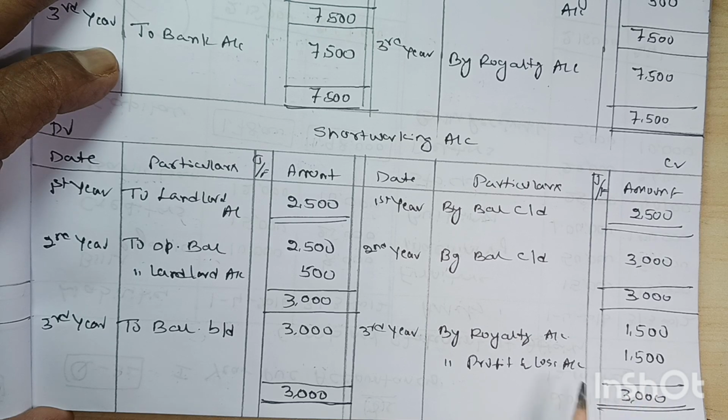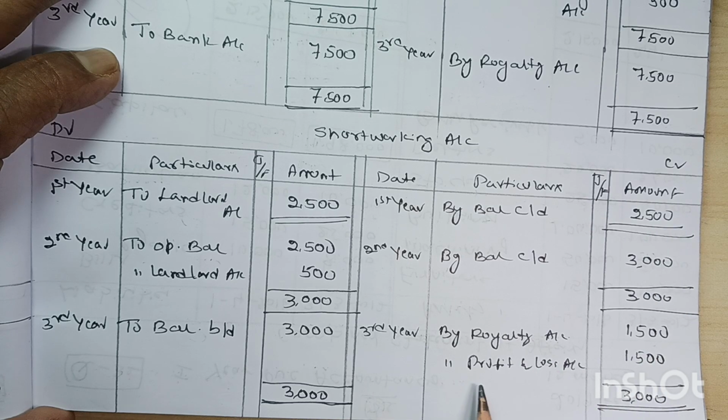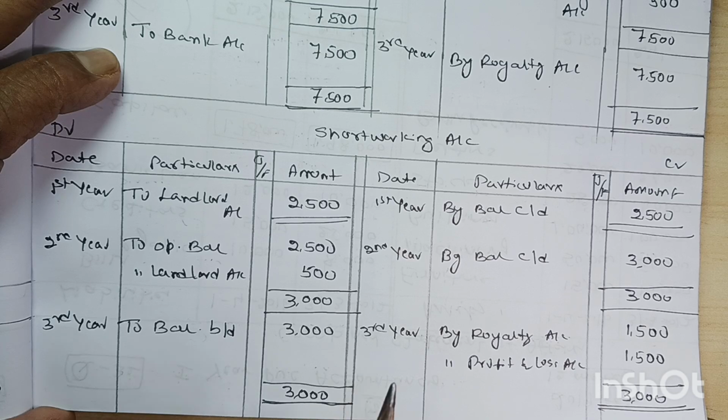9000 is earned, 7000 you are going to pay the landlord, 1500 is royalty which has been recovered. Then the remaining amount which you could not recover, because it is only 3 years, the ultimate short working amount will be transferred to profit and loss account 1500, then the account is closed. These 3 accounts you have to prepare in the books of, let's see, it is very easy.